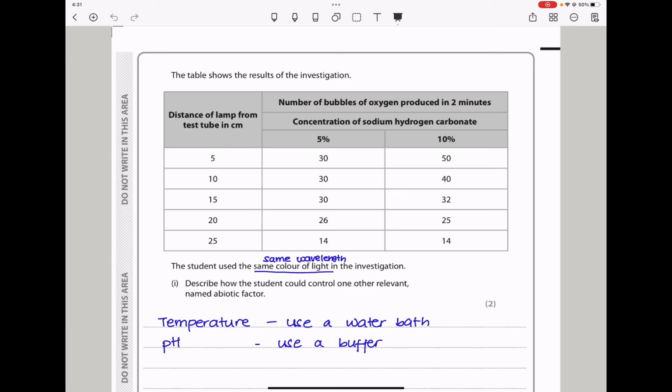So here they say, the table shows the results of the investigation. We can see that as the distance of the lamp increases, there is a decrease in the number of bubbles of oxygen produced. The student used the same color of light in the investigation. That means they use the same wavelength of light. So describe how the student could control one other relevant named abiotic factor. They could control temperature using a water bath, or they could control pH using a buffer.